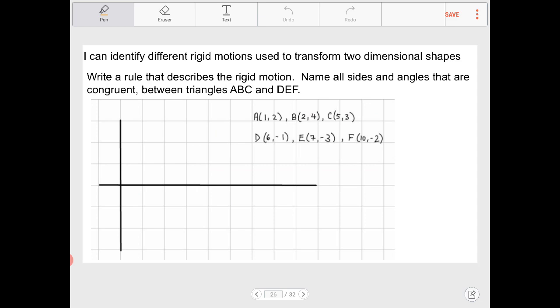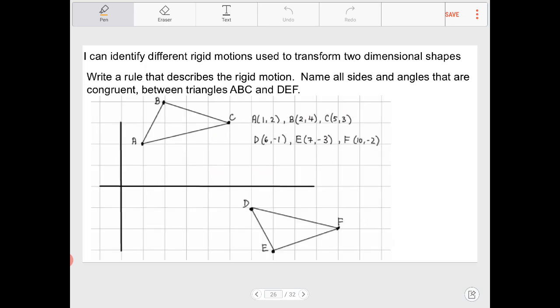Write a rule that describes a rigid motion. Name all sides and angles that are congruent between triangles ABC and DEF. What we need to do is first plot out triangle ABC, and then we're going to plot out DEF. And it looks like this. We want to go from ABC to DEF. Now, how will that look?